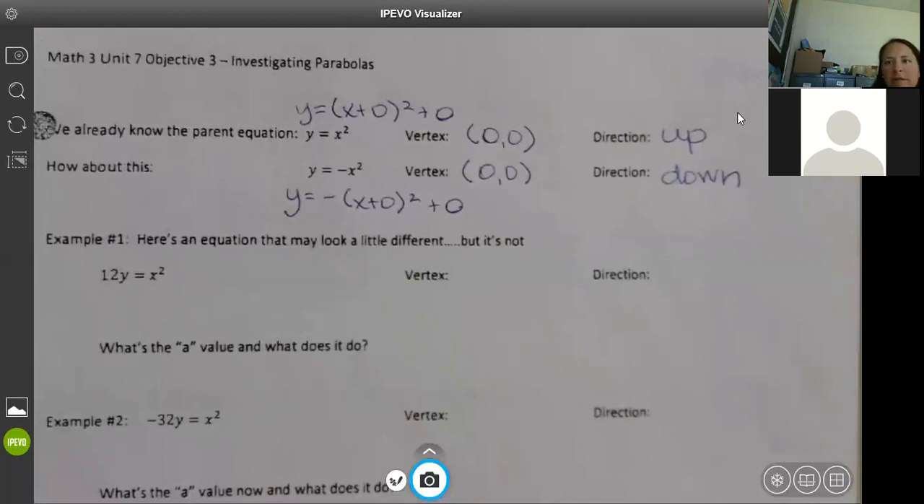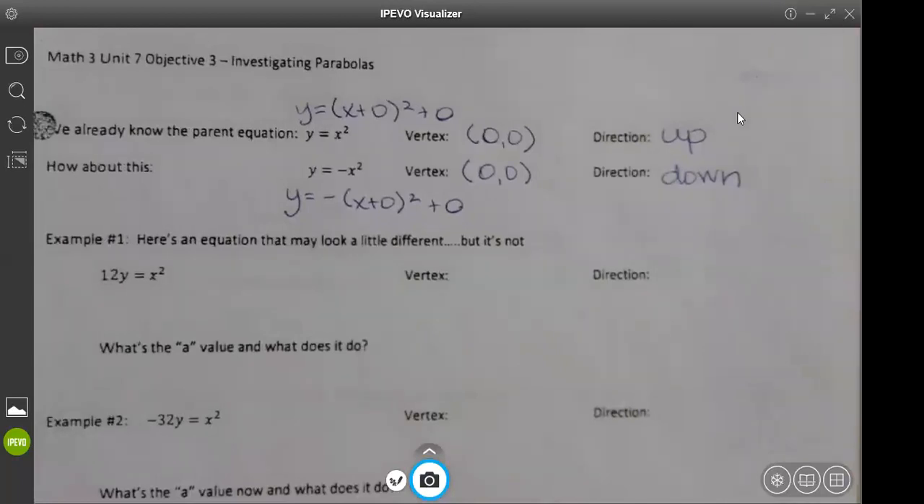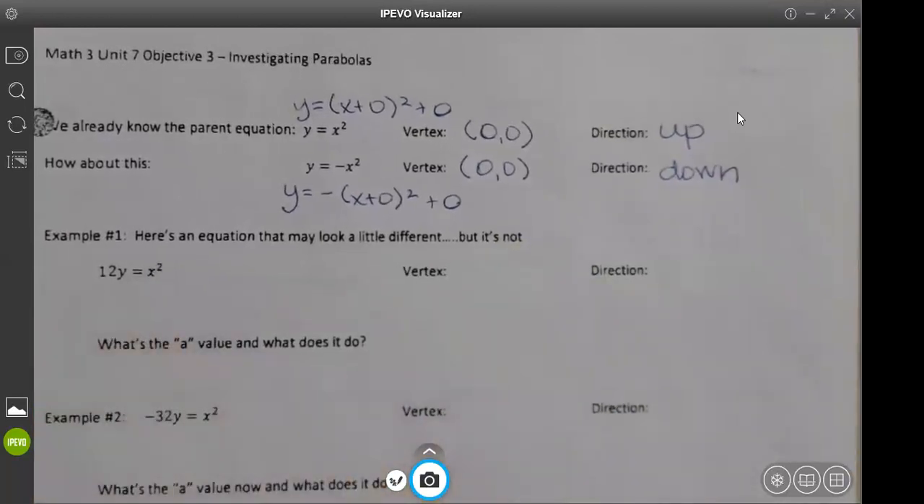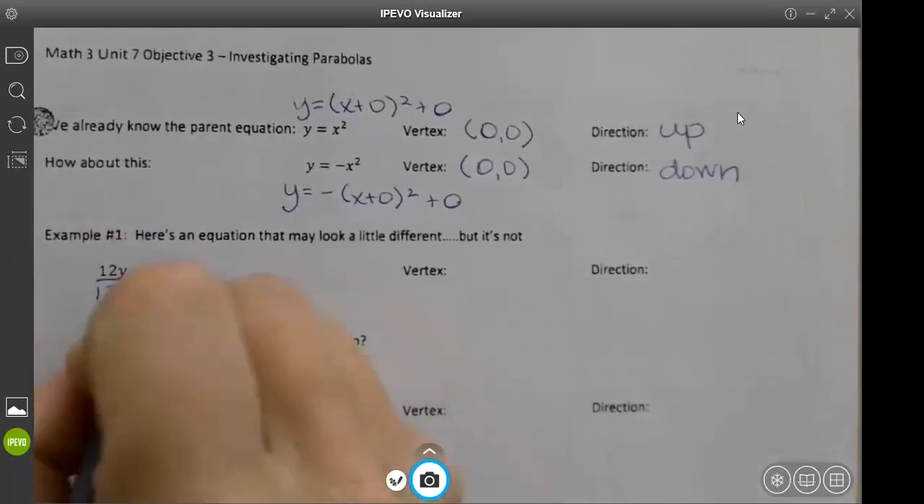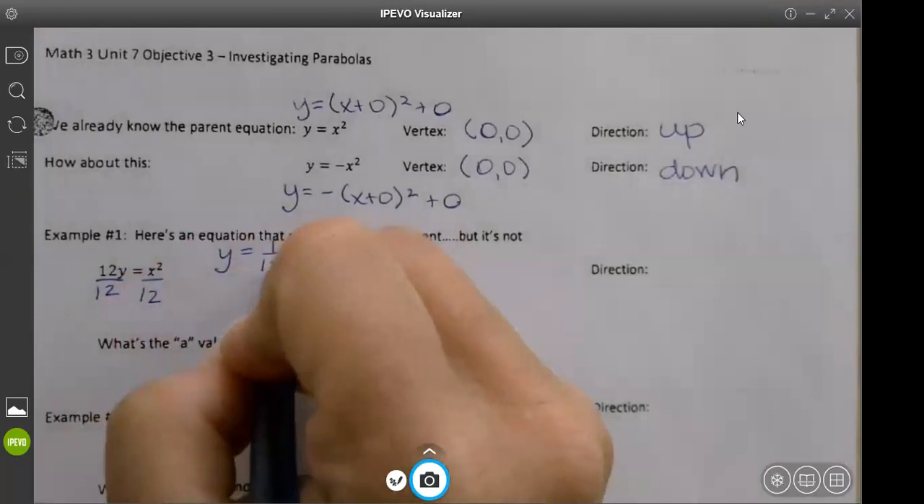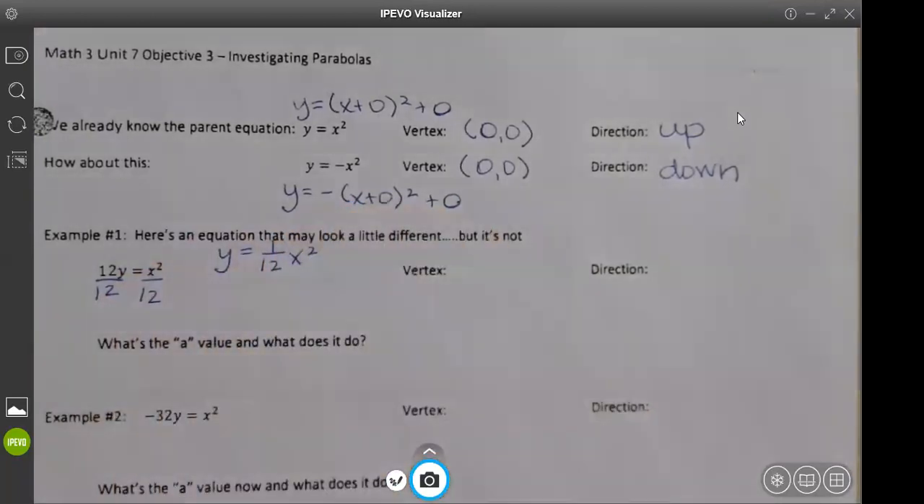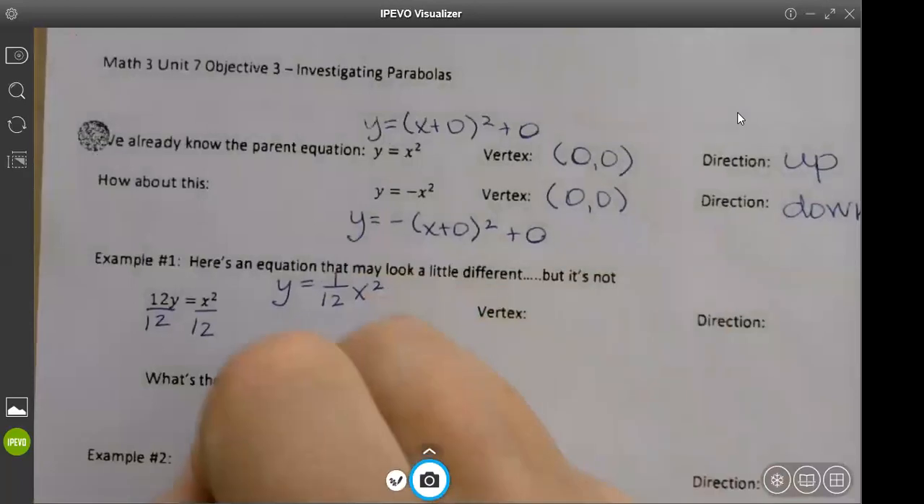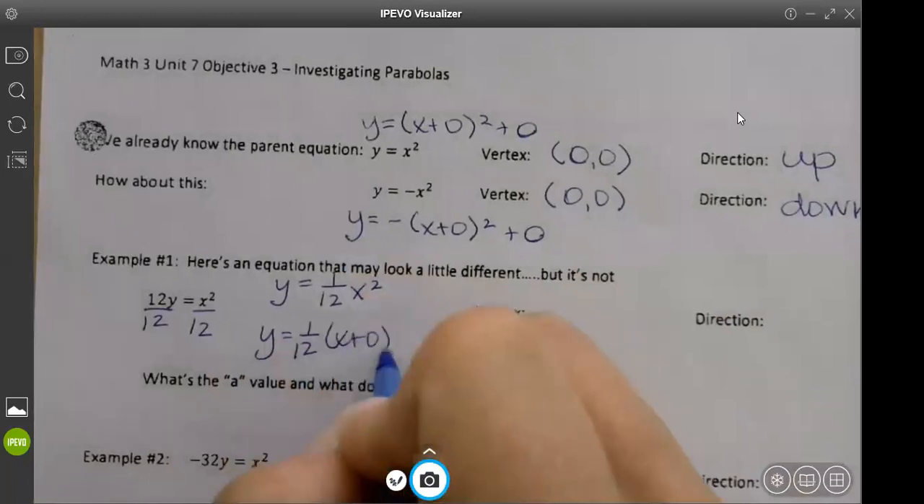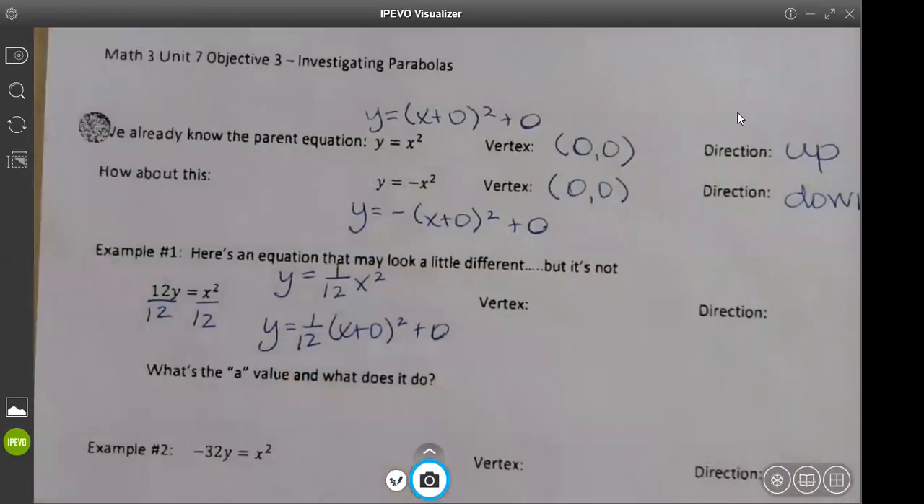All right, let me minimize this so it's not in the way. Example number 1 says, here's an equation that may look a little different, but it's not. So you have 12y equals x squared. Remember, whatever is squared is going to tell you what you should solve for. So we want to solve for y because it's not squared. The way we solve for y is divide by 12, and we get y equals 1/12 x squared. But remember, we can rewrite that like above, that 1/12 comes outside, (x plus 0) squared plus 0.